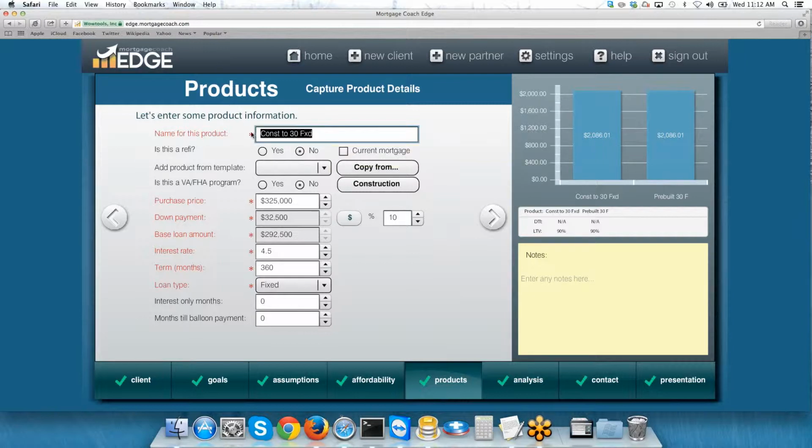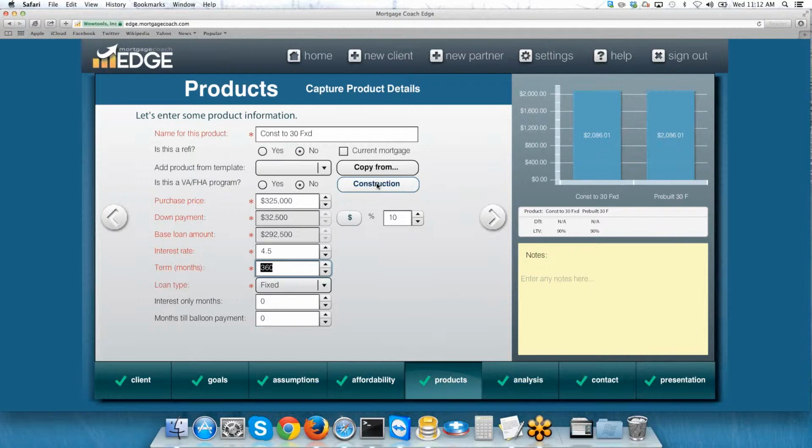The first one is construction to 30 fixed. Now remember, these are construction to permanent. These are not just the construction period. There wouldn't be a way to compare that against a mortgage. So these are all construction to permanent. Now what this is going to result in is it's going to have a 30-year amortization. You can see I've got my 360 months there.